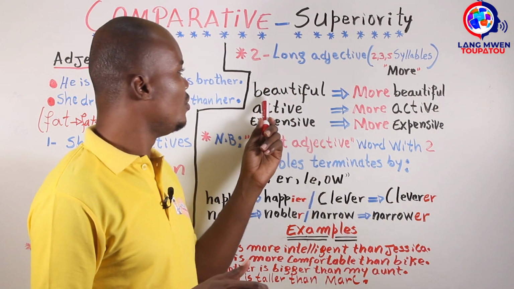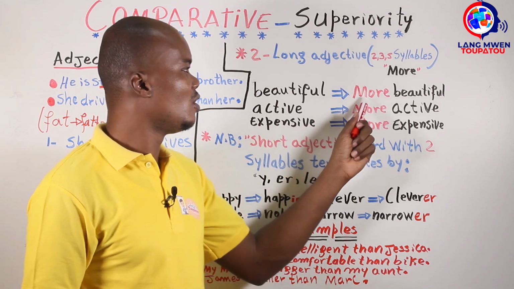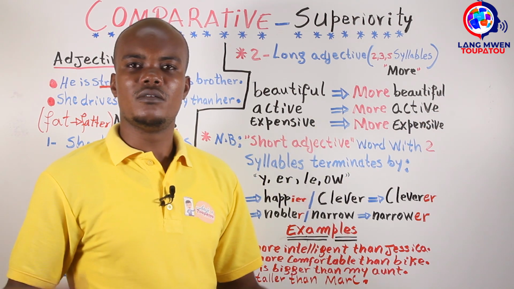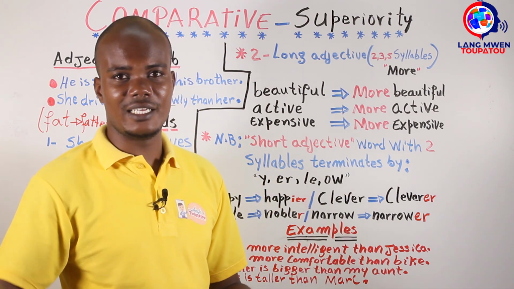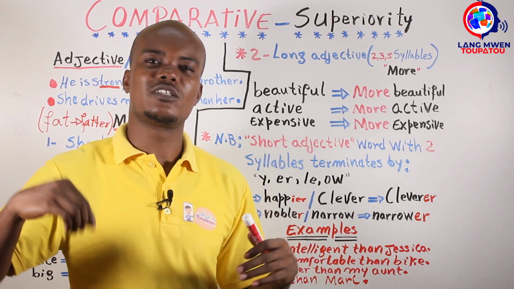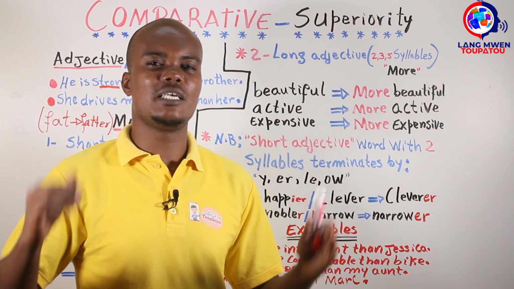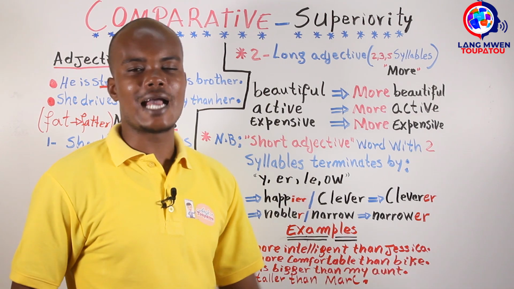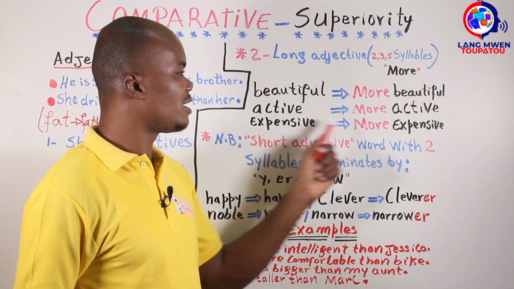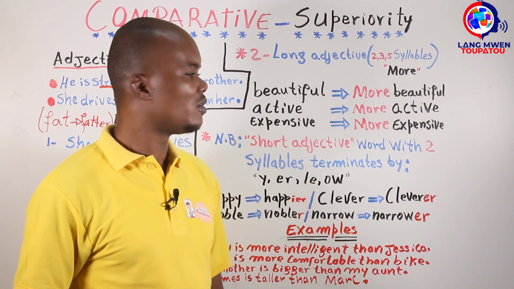Beautiful is a long adjective. You say more beautiful. So to compare, we say more beautiful than. We always use than, because the comparative of superiority means more than. Active, you say more active. Expensive, you say more expensive.